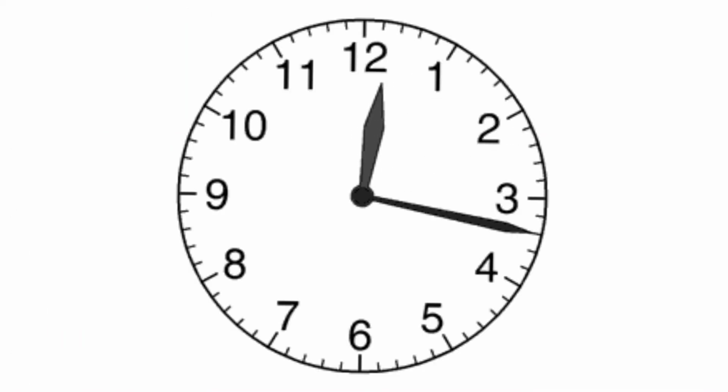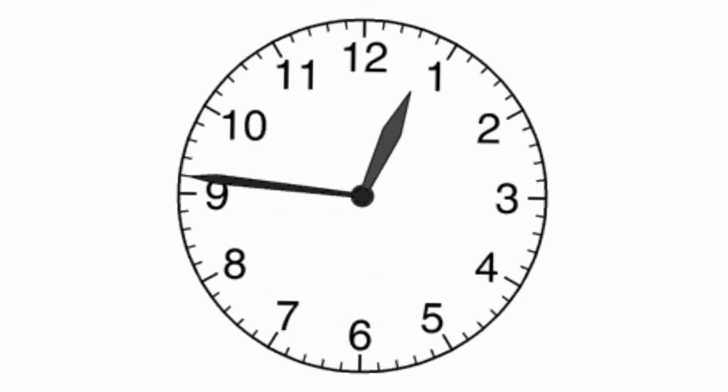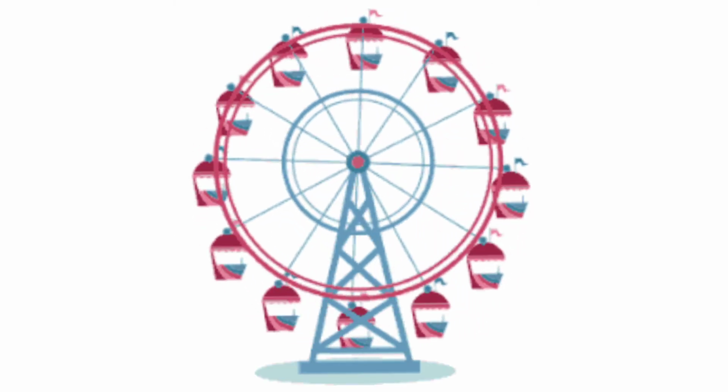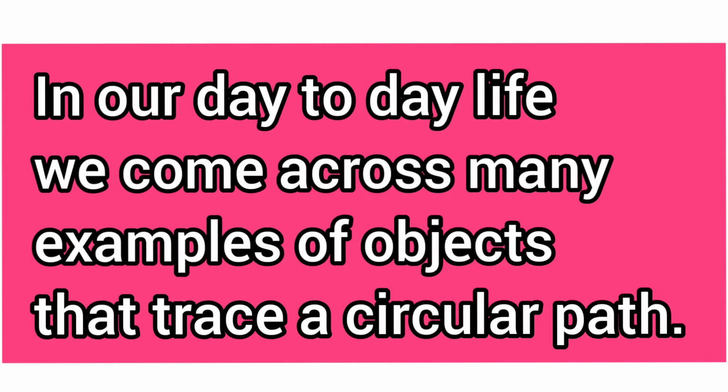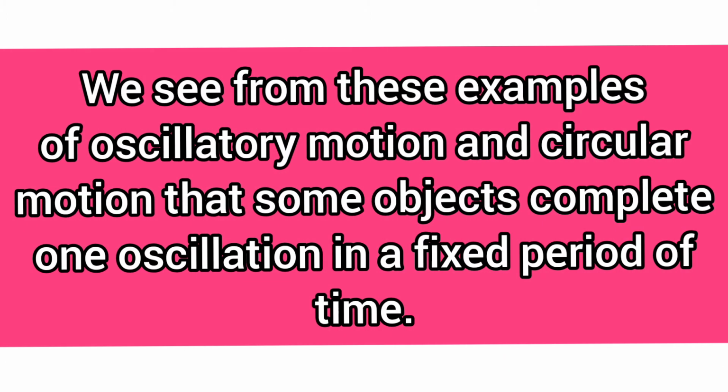The hands of a clock move in a circular manner. Similarly, a giant wheel and a merry-go-round complete each round along a circular route. Children, in our day-to-day life, we come across many examples of objects that trace a circular path. Children, we see from these examples of oscillatory motion and circular motion that some objects complete one round or one oscillation in a fixed period of time.